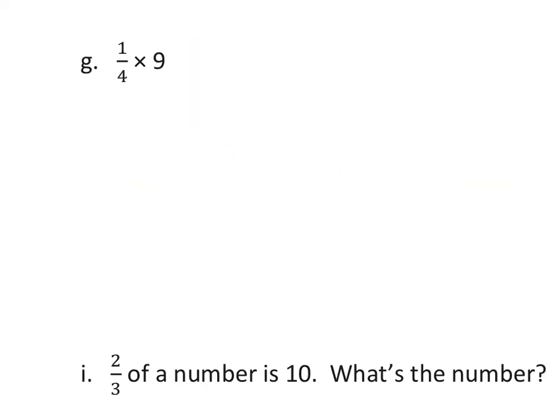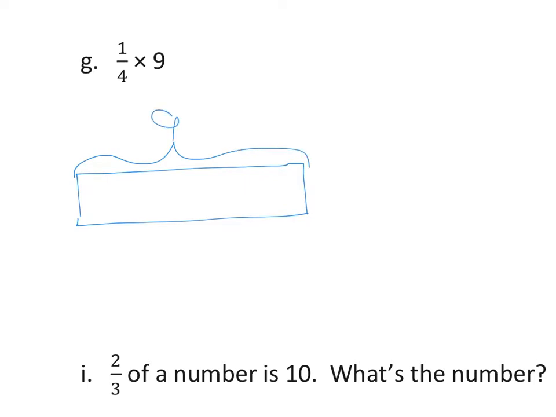Let's go over to 1G. 1G, we have 1/4 times 9. So doing our tape diagram, our whole is going to be the 9, which means I need to take my tape diagram and break it up into fourths, which is 3 lines. And I need to figure out what 1/4 of, or times, 9 is. And so now I'm going to go ahead and figure out what's 9 divided by 4.